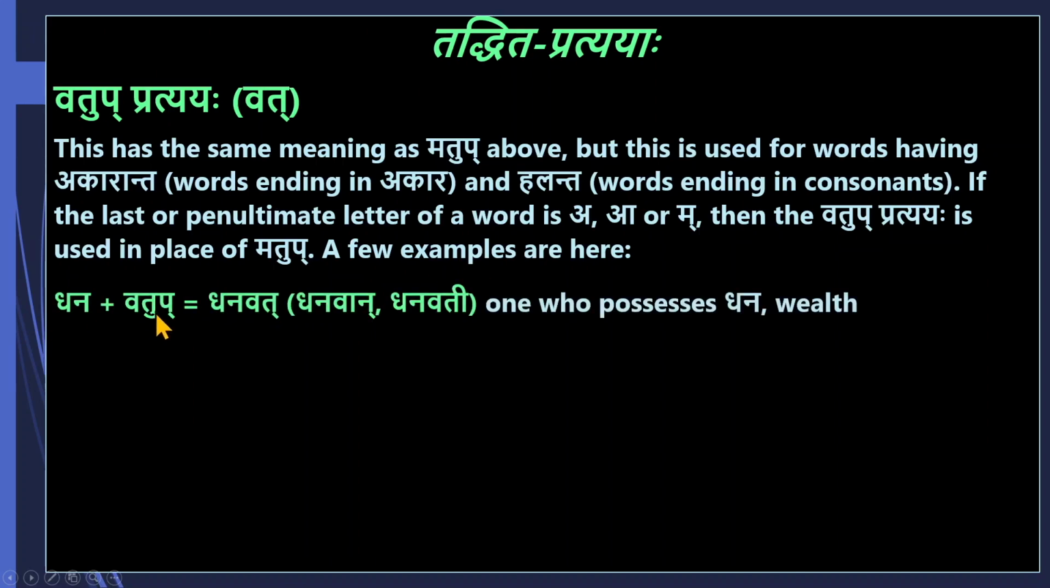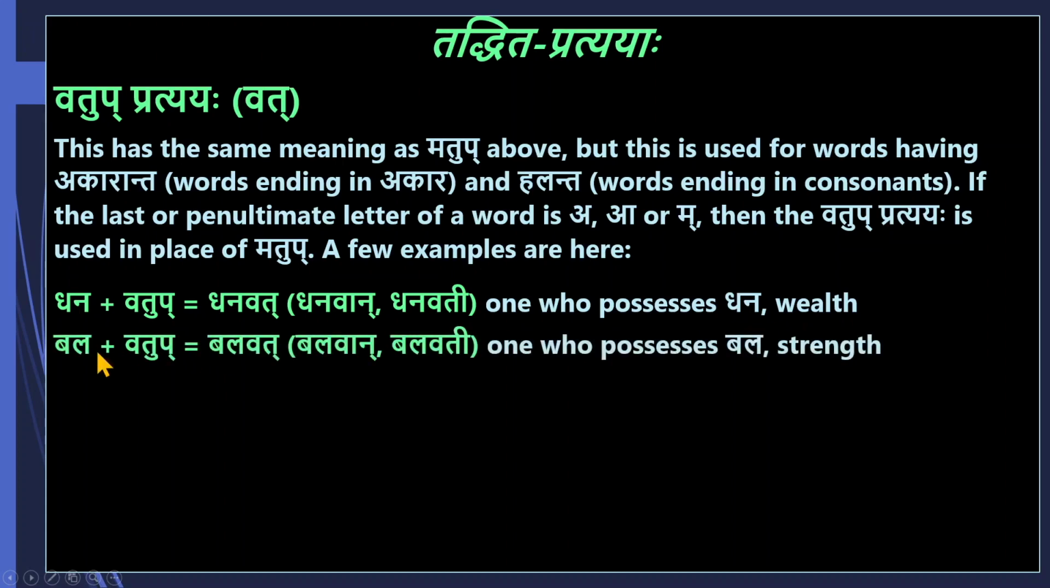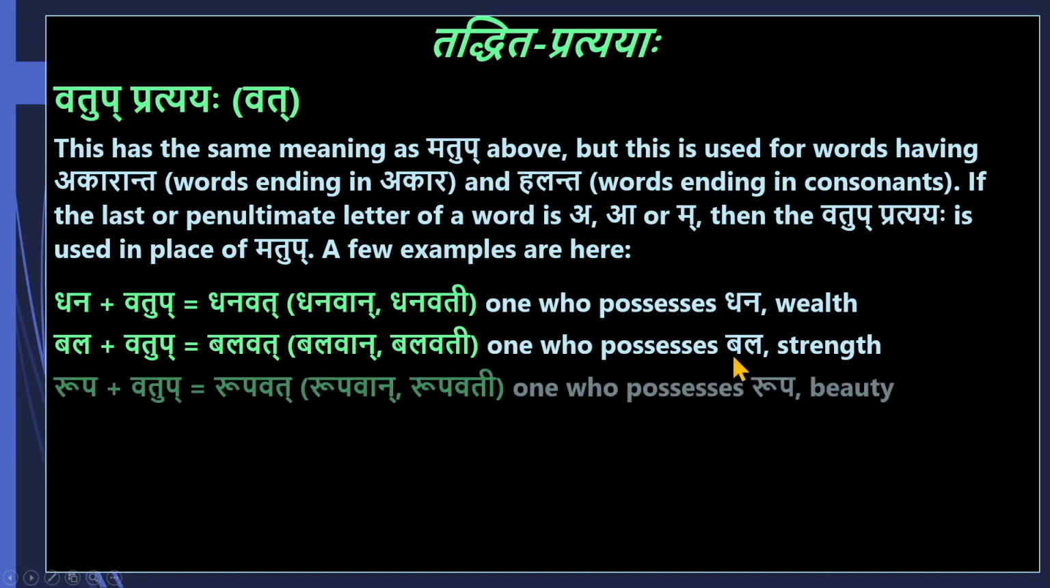Dhana plus Vatup is Dhanavat. Dhanavan in Pullinga, Dhanavati in Strilinga. One who possesses Dhana, or wealth. Bala plus Vatup is Balavat. Balavan, Balavati. One who possesses Bala, or strength.